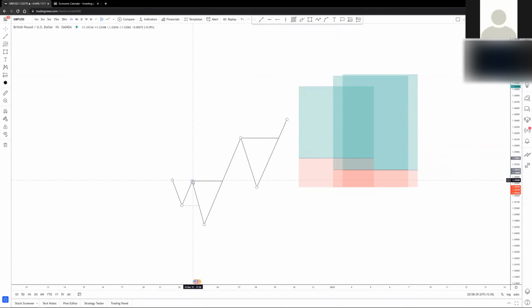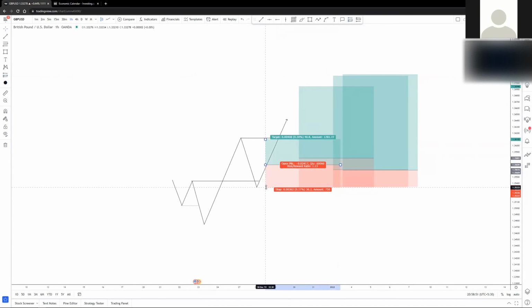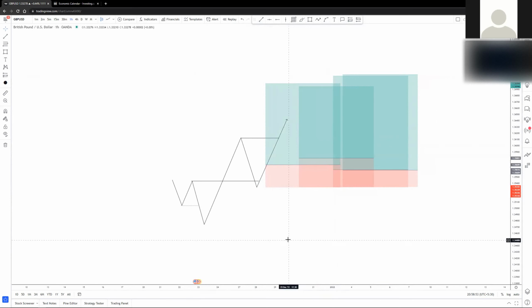And then we have break and retest traders. What they would do is wait for a bullish engulfing candle, which they use for confirmation. They'll buy it, stop loss below the previous low, targeting higher prices.